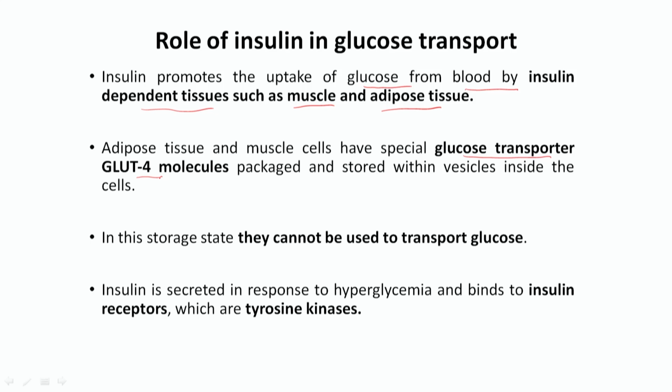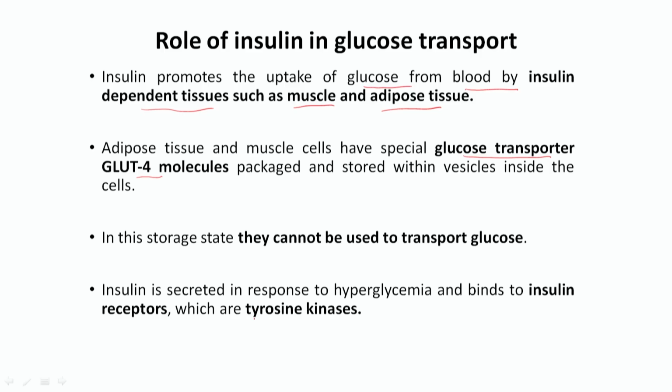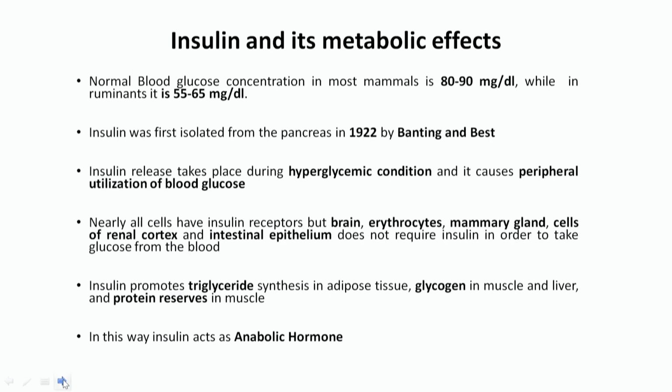This glucose transporter will take the glucose into the cells, and through exocytosis this glucose will enter into the cells with the help of an important mechanism called tyrosine kinase. With the help of this tyrosine kinase this glucose will enter into the cells. Once the hyperglycemic condition is removed, then this mechanism will vanish.